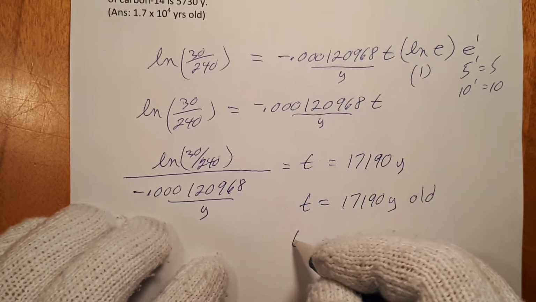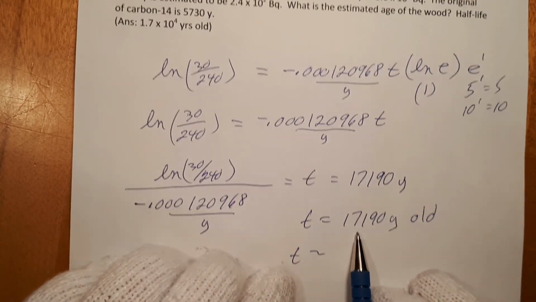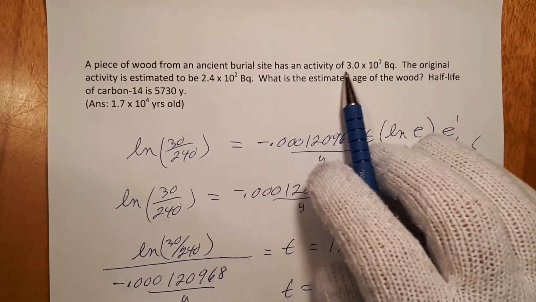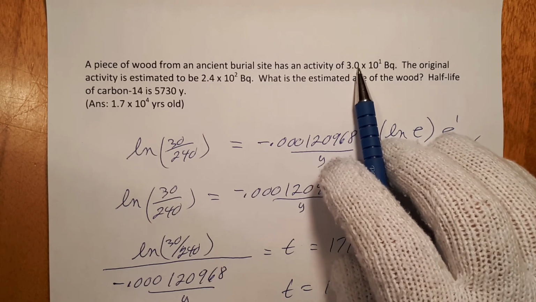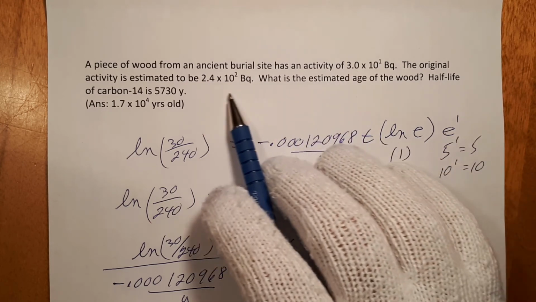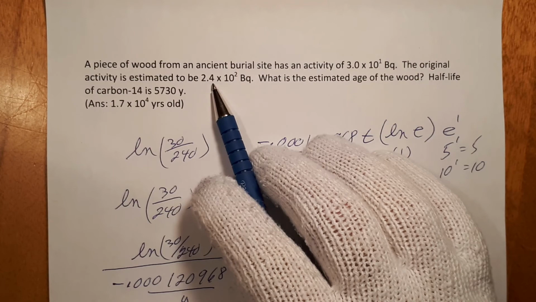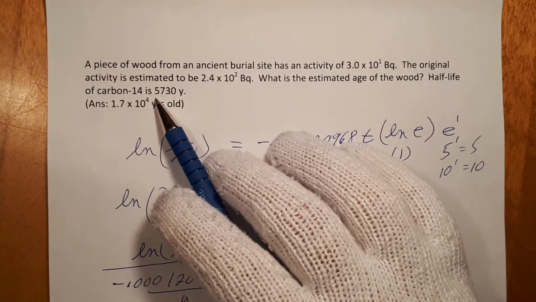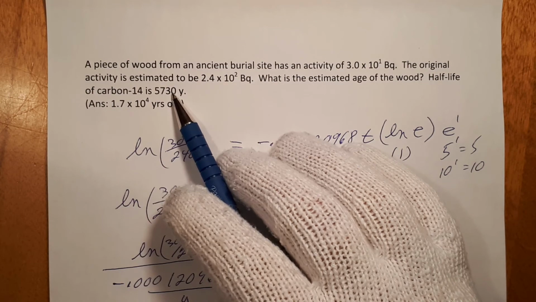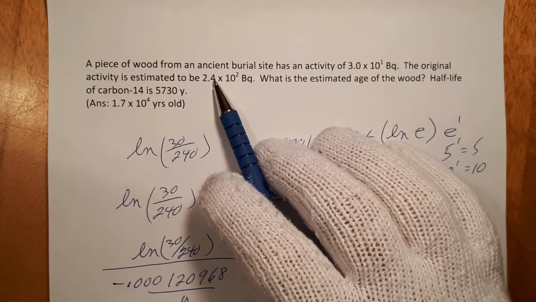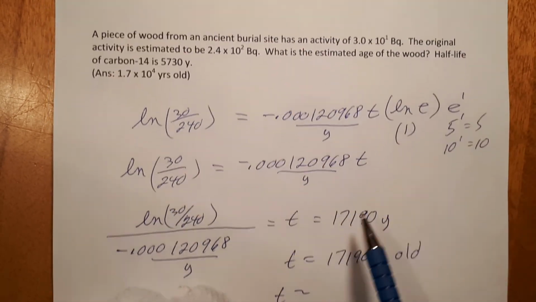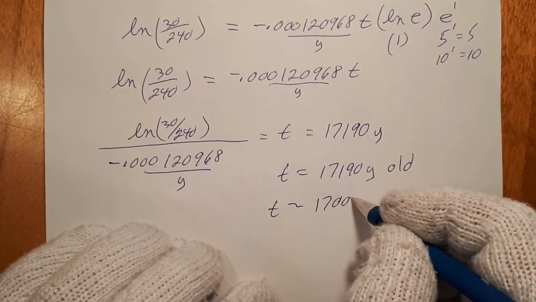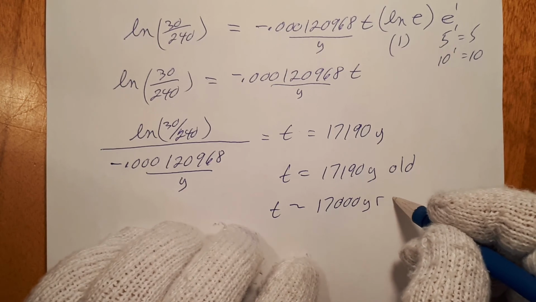And lastly, we need to put this to proper significant figures. Going back to the original word problem, the activity was measured to 2 significant figures, and it's estimated to have started at 2 sig figs, estimation, and the half-life is to 1, 2, 3 sig figs. So we need to use the least number of sig figs, which is 2. So we need to round this to 2 sig figs. It's approximately 17,000 years old.